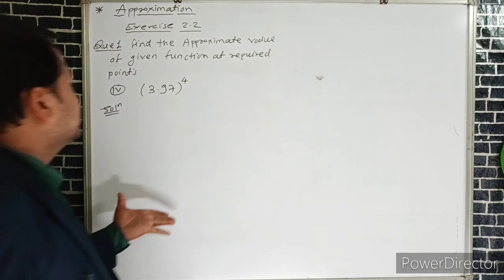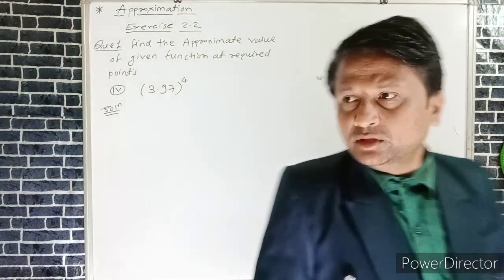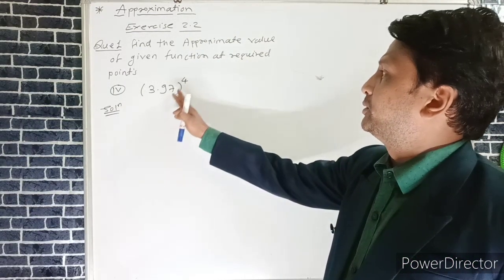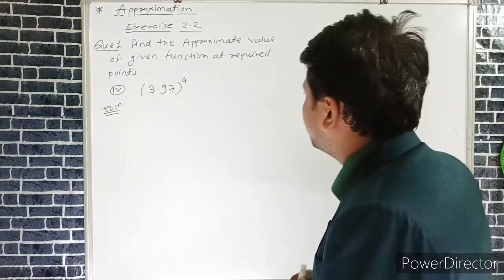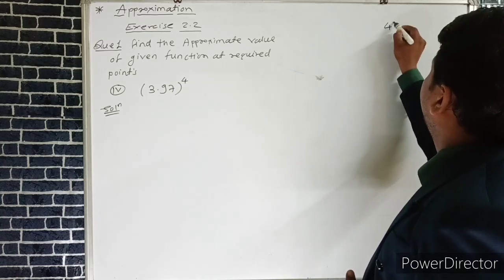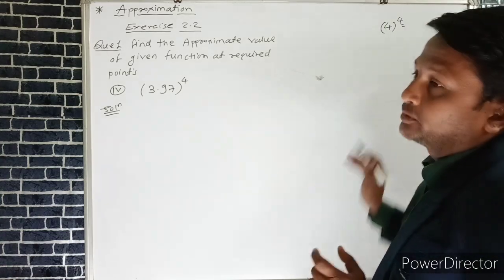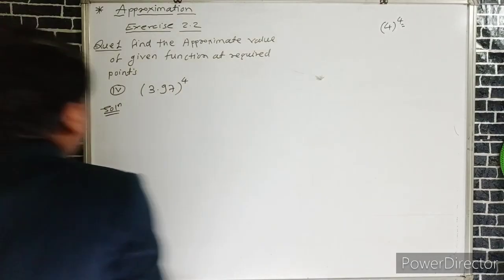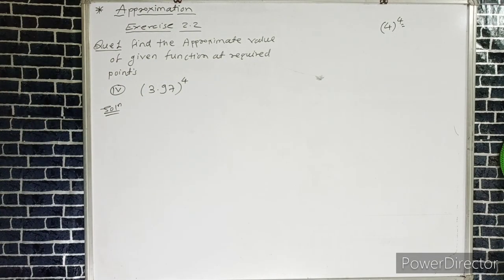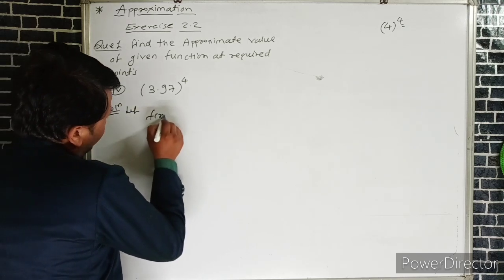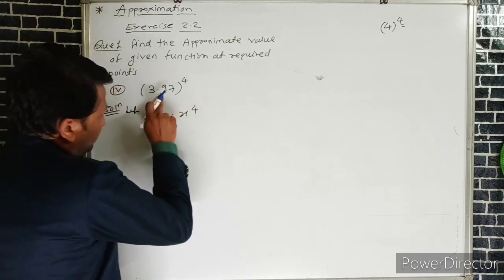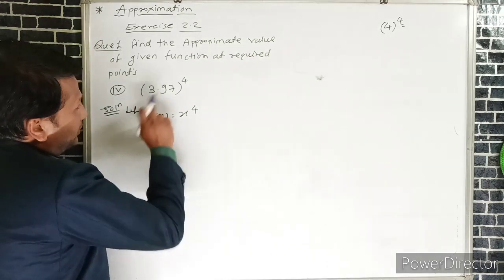So the next one, which is example number 4, 3.97 whole raised to the power 4. Here the nearer value to 3.97 is 4, and we can find the value of 4 raised to the power 4. But it is difficult to find the value of 3.97 whole raised to the power 4. First we consider the function f of x is equal to x raised to the power 4. We consider that x means 3.97.